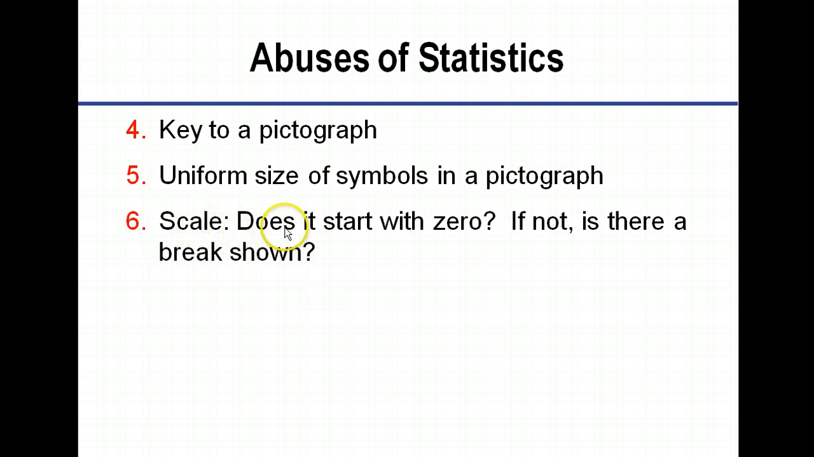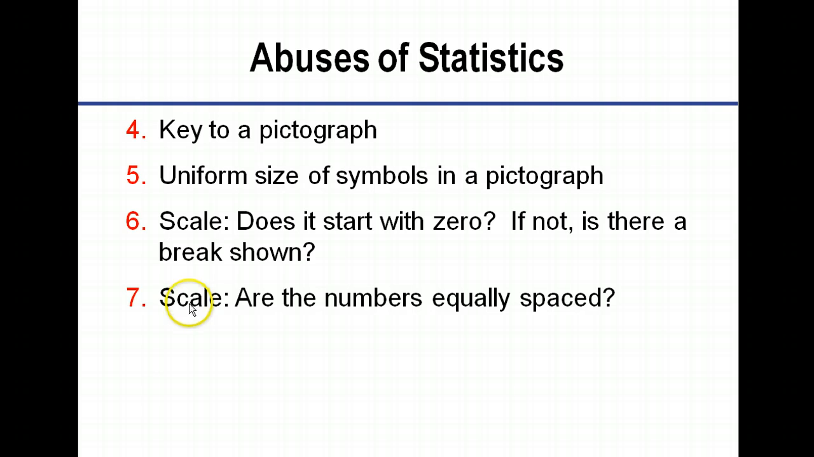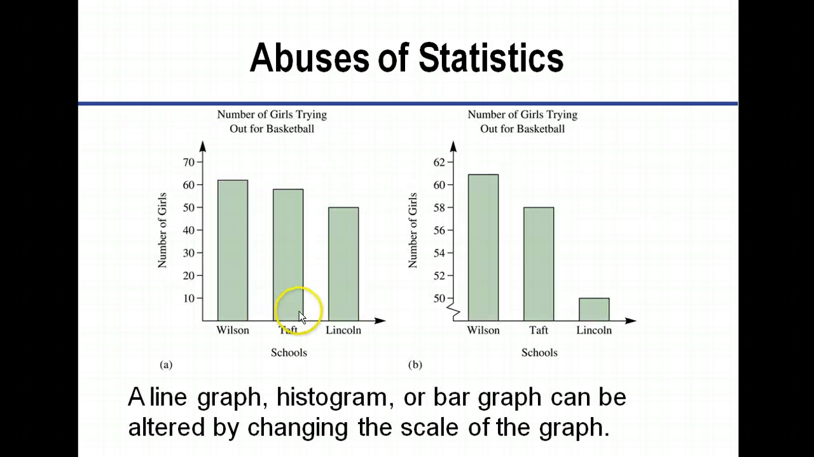If there's no scale, or if the scale is not clearly labeled, that's a problem. Also, does it start with 0? If not, then we need to be really aware with that. If it doesn't, is there a break shown so that we have some sort of perspective on the scale? Is the scale labeled so that the numbers are equally spaced? That's definitely important because, again, on a number line, we're concerned with making sure that the unit, the number 1, is very clearly understood, and the equal spacing between numbers should represent an equal distance between those numbers.